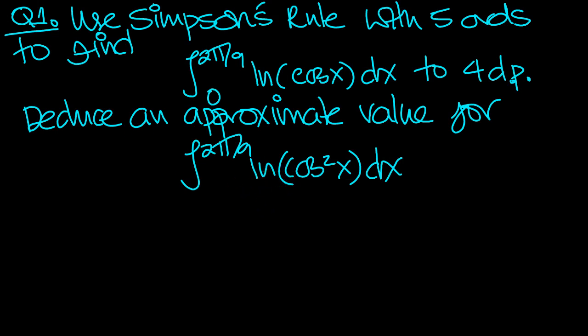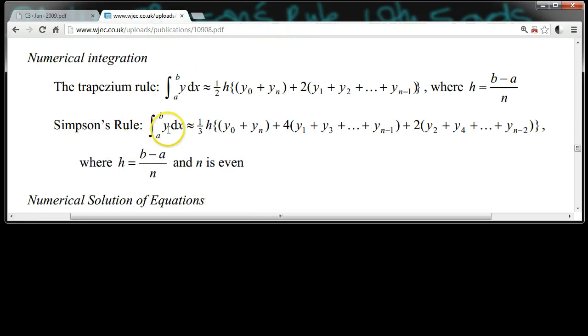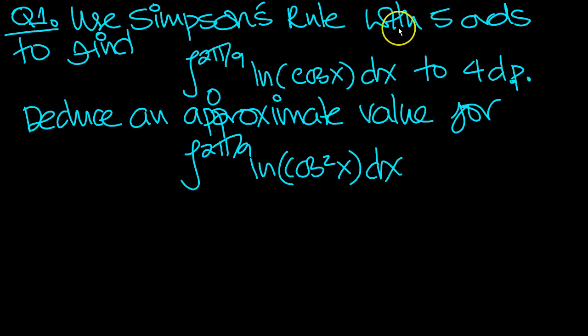Now we need Simpson's rule, so we go back to the formula sheet. Here it is: h over 3 times bracket, the first and the last y ordinates, 4 times the odd y ordinates in between, 2 times the even y ordinates in between. h is equal to b minus a over n, and n is even, n being the number of intervals. So here, 5 ordinates, so there's 4 intervals, so n equals 4.